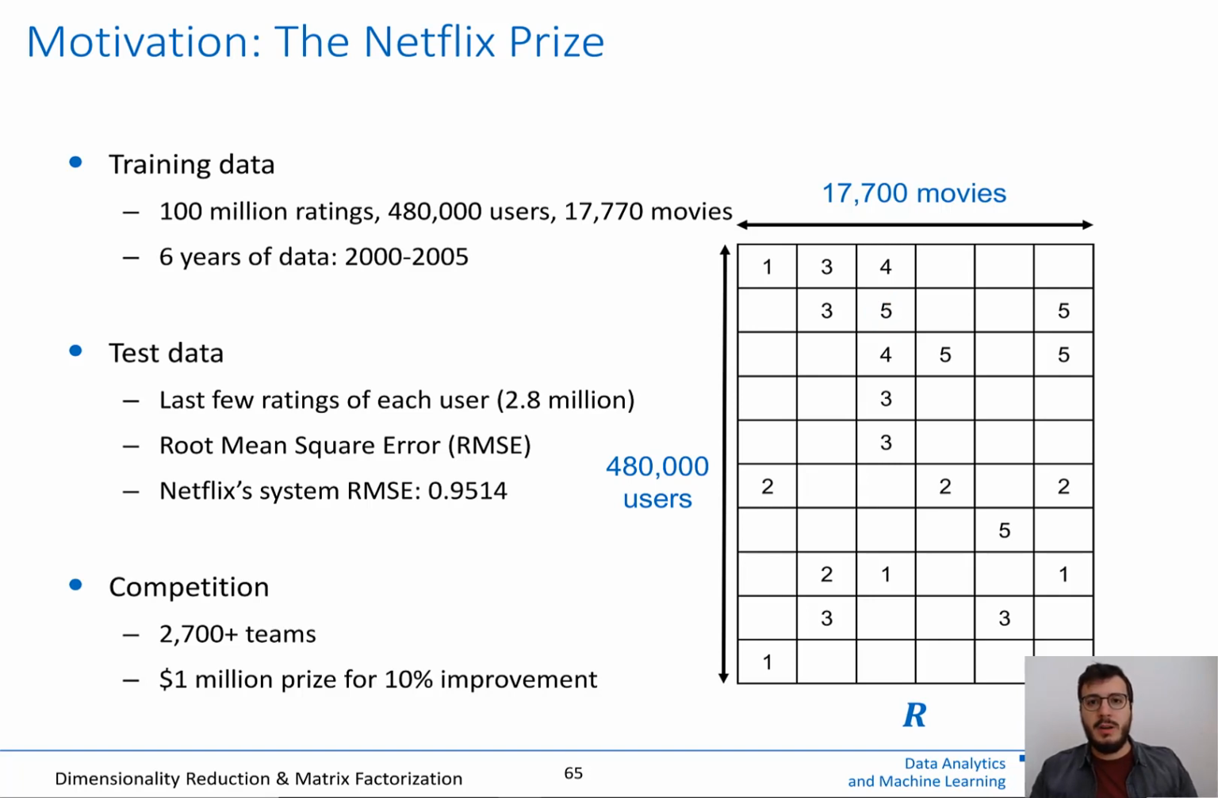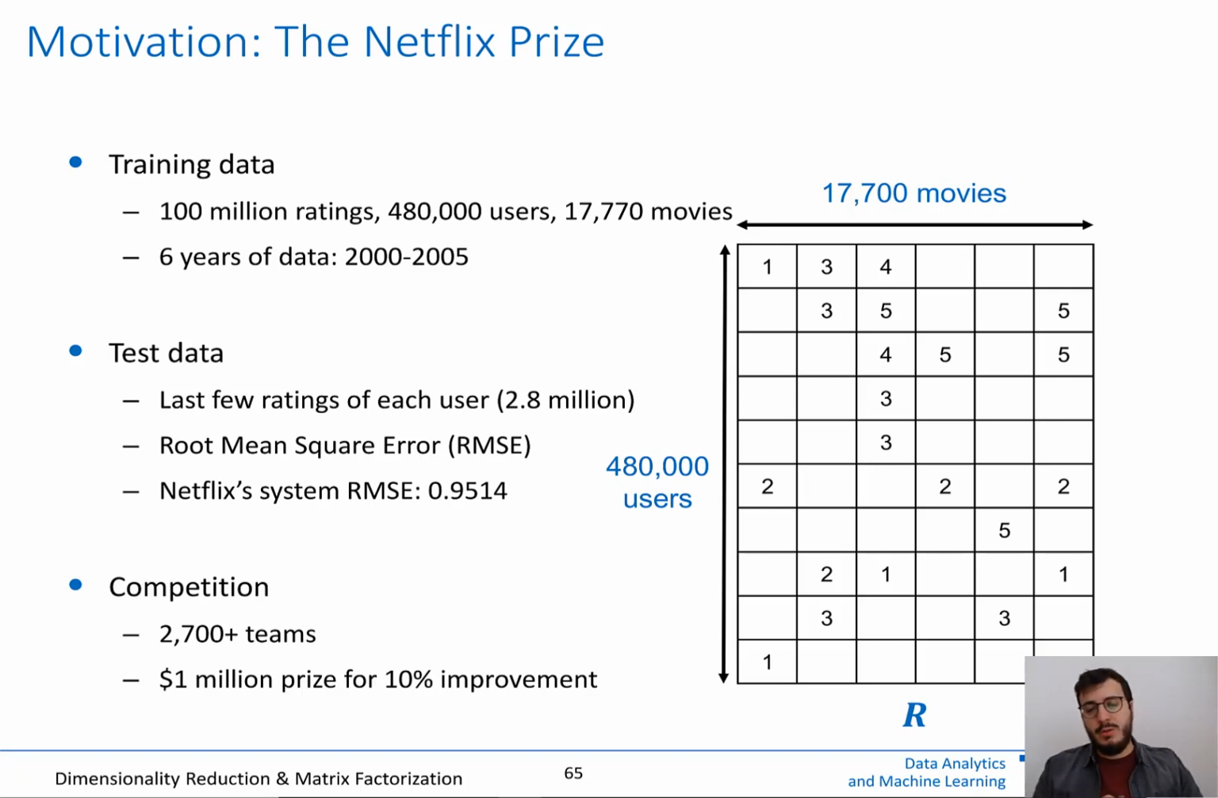So the way you can think about it, and the way this is illustrated on the slide, is that we have a huge matrix with 500,000 rows and 15,000 columns, and each of the cells in this matrix tells us the rating that a certain user gave to a certain movie. And overall, Netflix provided 100 million ratings, which means that this matrix had 100 million entries in it.